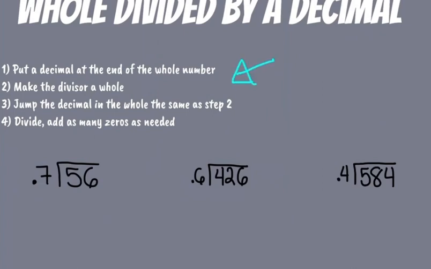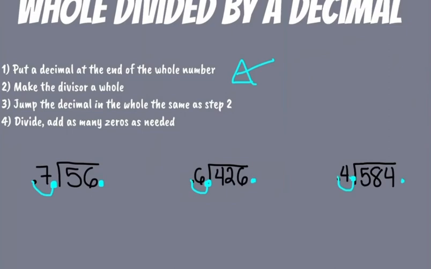Step 1 is put the decimal at the end of the whole number. Step 2 is make the divisor a whole number, and the way you do that is you just jump the decimal over. For these, it took one jump each.